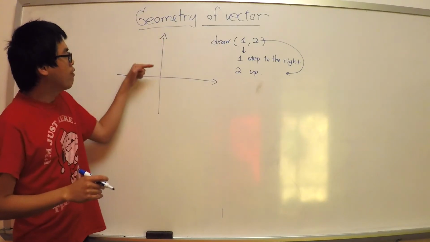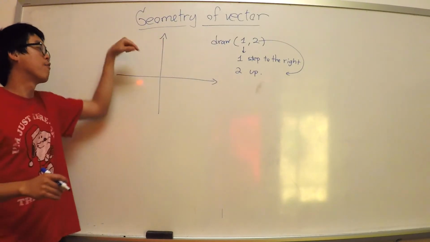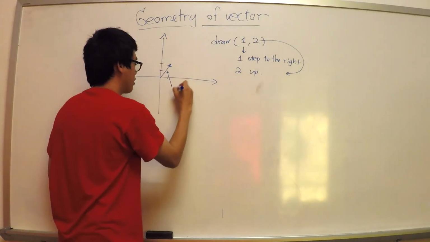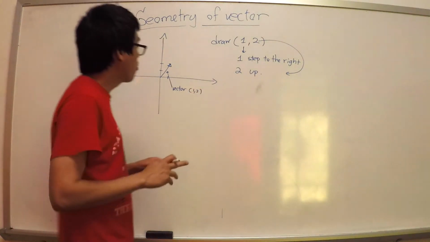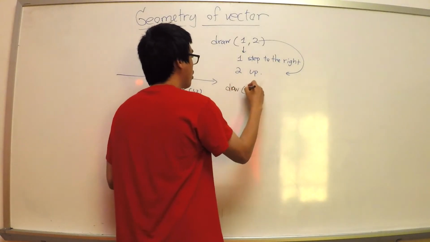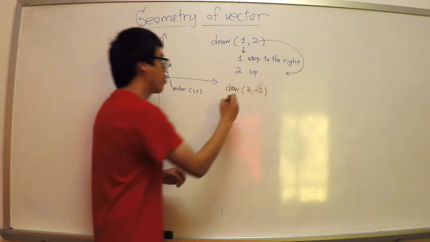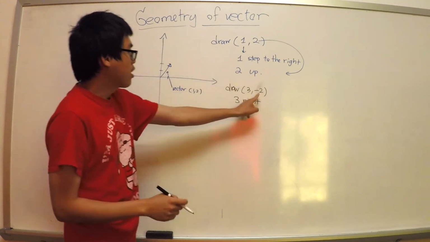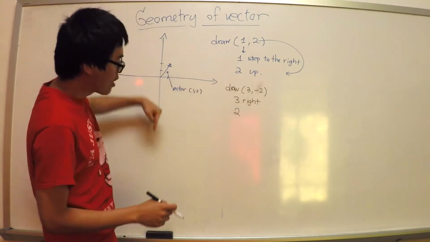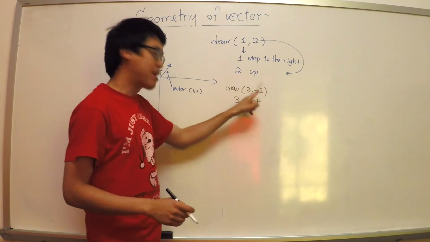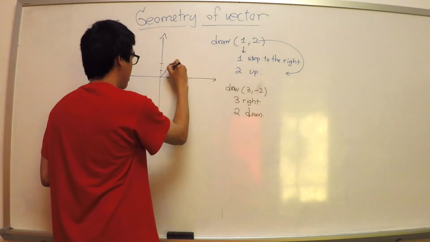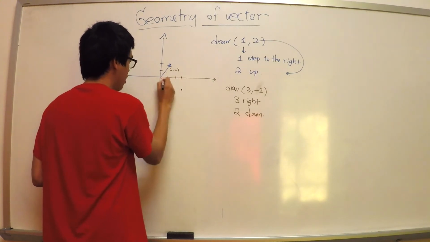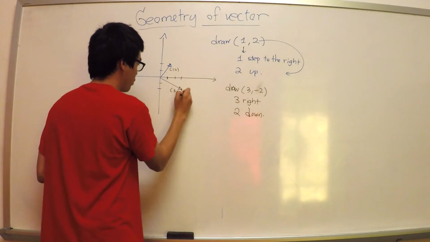Going up is positive, going to the right is positive, going to the left is negative, going down is negative. We go right 1 step, we go up 2 steps. This is the vector 1, 2. Likewise, if we want to draw the vector 3, minus 2, we go 3 right, 2 down, because the second coordinate has a minus sign, which means we're going down instead of going up. Without the minus sign is the number 2, which means we go 2 steps. So 3 to the right, 2 down, means this point. This is the vector 3, minus 2.